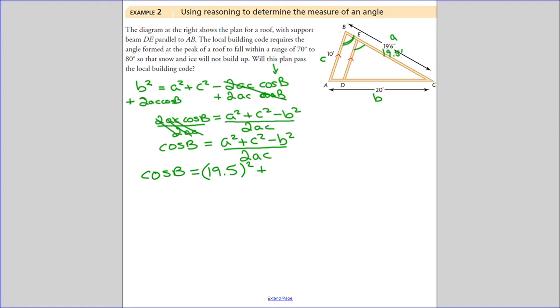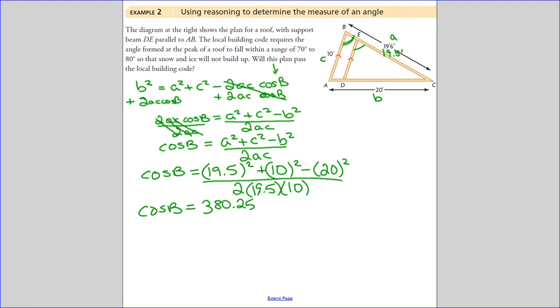So plus C squared is 10 squared, minus B squared, which is 20 squared. That's all going to be over 2 times A, which is our 19.5, and our C in this case, which is 10. So our cosine of B is equal to 380.25. So there's our 19.5 squared plus 100 minus 400 all over 390.